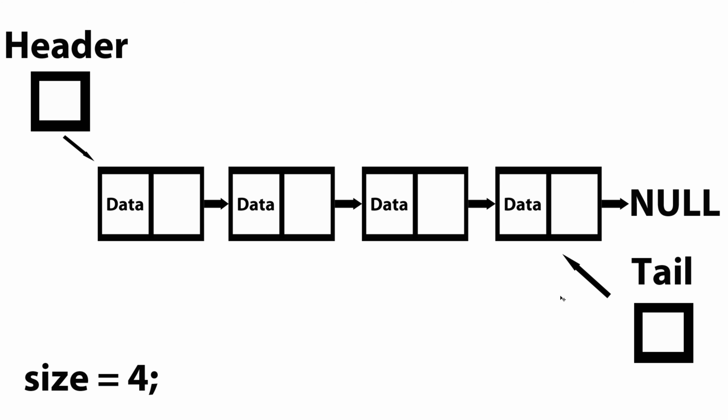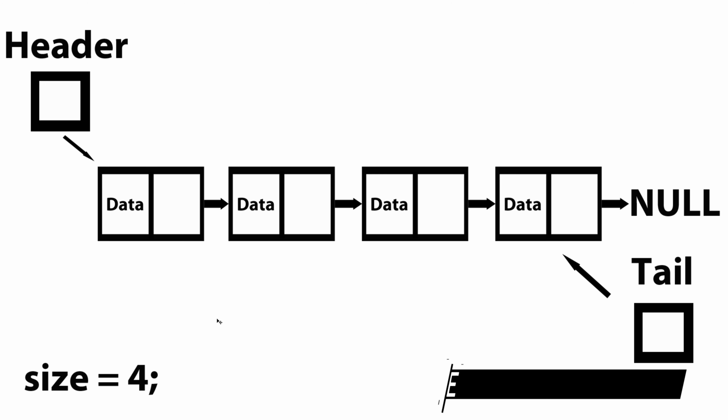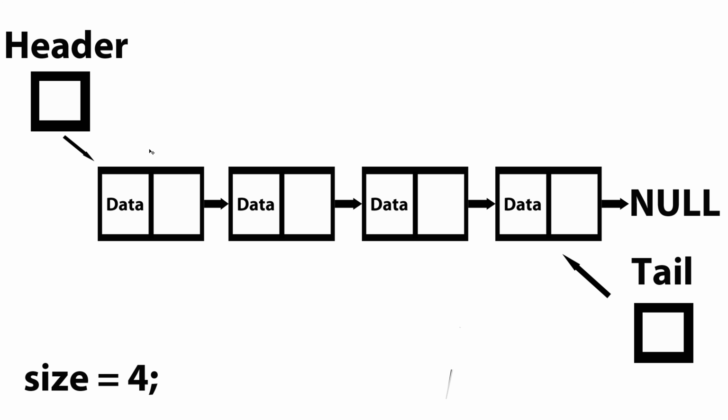So let's think of this logically. In order to print out the list, I need a starting point. So let's start at the header. Now we know the header is always pointing to the first node within our linked list. So printing out the first node is relatively easy. Since header is already pointing to it, I could just print out data.